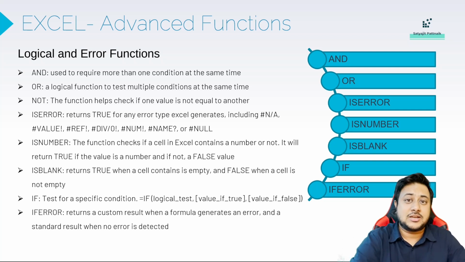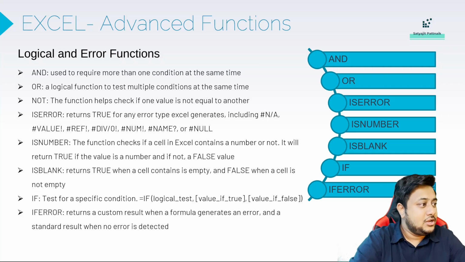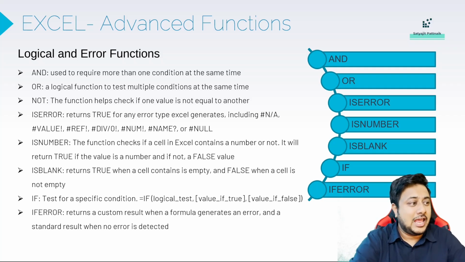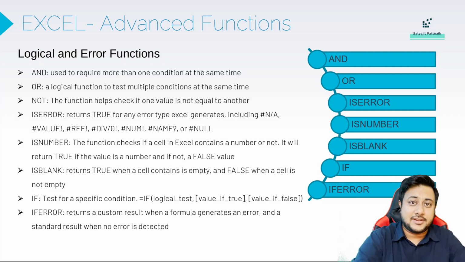But if both the statements are false, your OR output will be false. The NOT function helps check if one value is not equal to the other. These are the basic logical functions. We'll also be learning about if else blocks in this particular video. We'll try to implement if else blocks and try to create some derived columns.